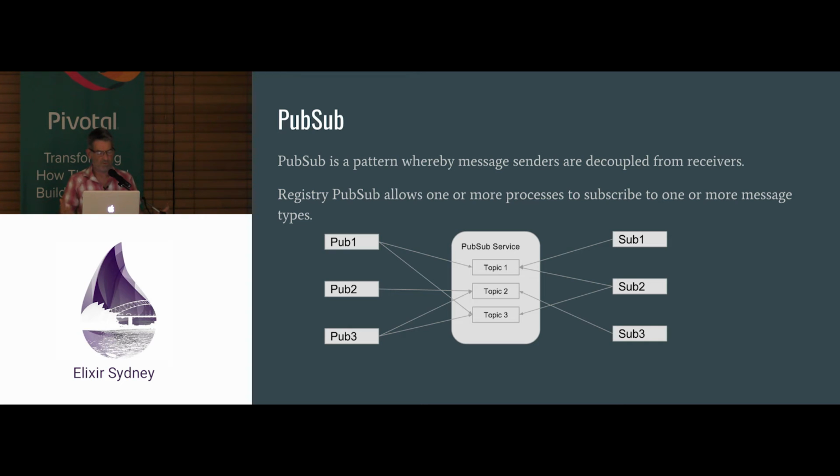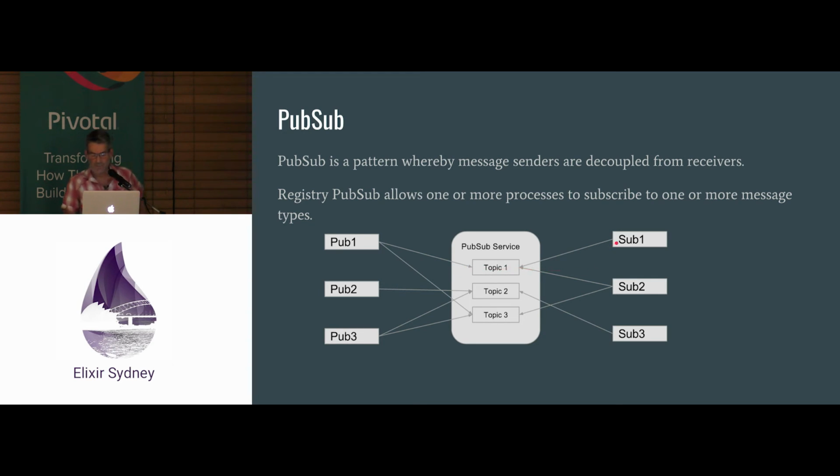So for those that don't know, PubSub is a pattern whereby message senders are decoupled from the receivers of those messages. So the idea is that you can have some things that are sending messages. Over here on the left, we have a whole bunch of publishers, and over here on the right, we have a whole bunch of subscribers. So these are PubSub, publisher, subscriber. Publishers send messages to a service, and that may have a number of different topics. So they can send messages to various topics.